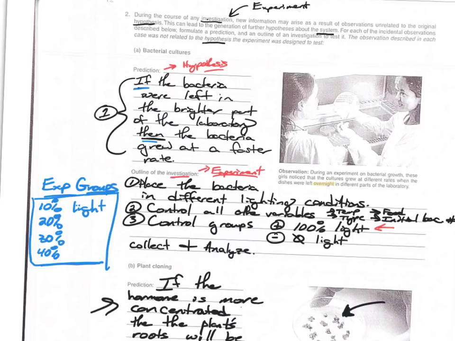And the other part of that is, part two of this investigation, you're going to control all the other variables. And lastly, you have to have a control group. We have two control groups, the positive and the negative. 100% light, that's your positive. And 0% light, or dark, is your negative control. Then you just collect your data, you analyze it, you come to a conclusion.